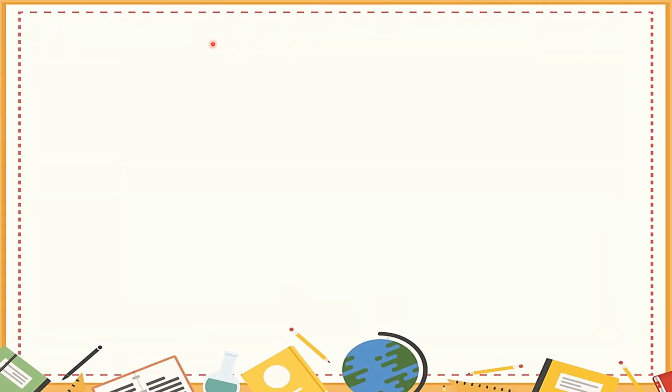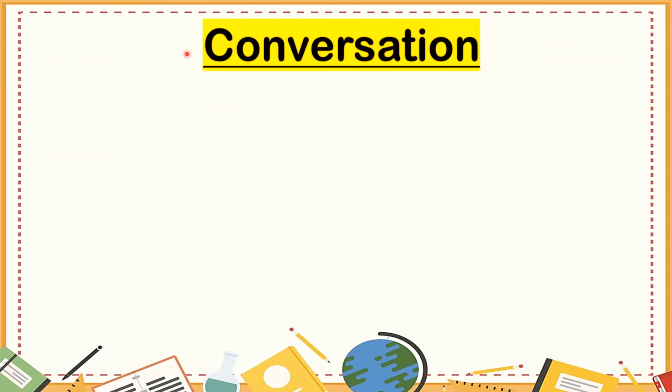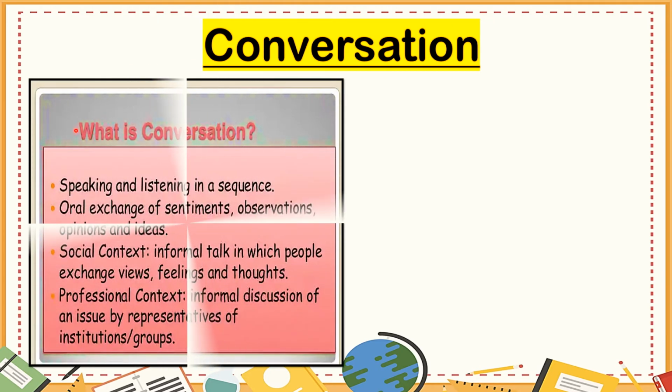Now, class, the next part of your exam is conversation. What is conversation? Speaking and listening in a sequence. Oral exchange of sentiments, observations, opinions, and ideas. Social context: informal talk in which people exchange views, feelings, and thoughts. Professional context: informal discussion of an issue by representatives of institutions or groups.